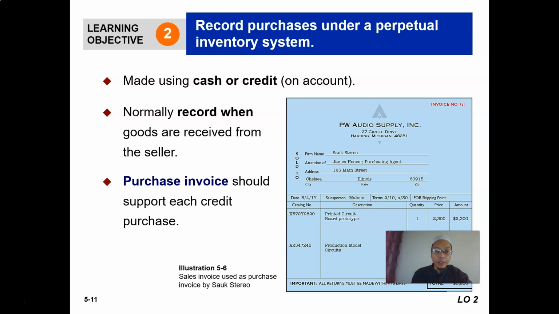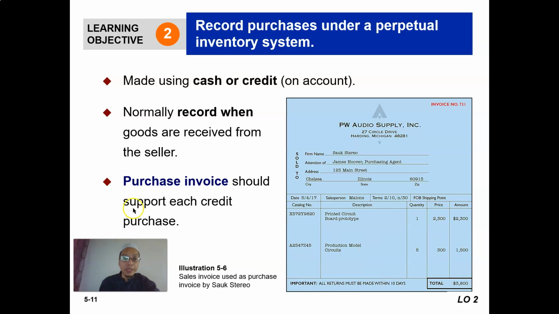So when a company purchases items either on cash or credit, the company will record the purchase when the goods are received from the seller. When the company has just ordered the item and the item has not been received yet, then we do not record it as a purchase yet. But when we receive the items, then we will recognize that as a purchase.